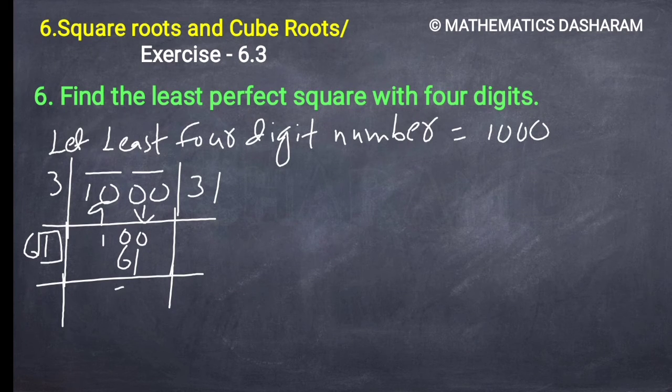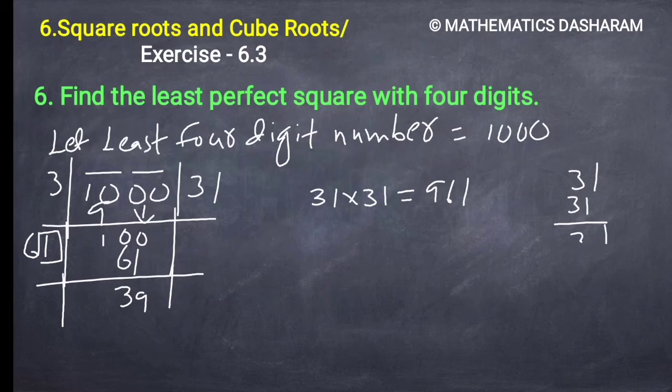So what is the remainder here? 39 is the remainder. Then here what is the quotient? 31 is the quotient. Don't subtract this 39 from 1000 because it will become a 3-digit number. He is asking for a 4-digit number. That is why, just the general answer, 31 into 31 is how much? 961.